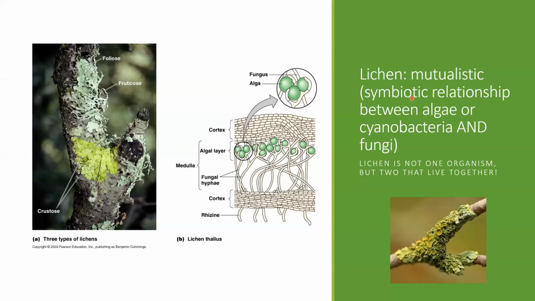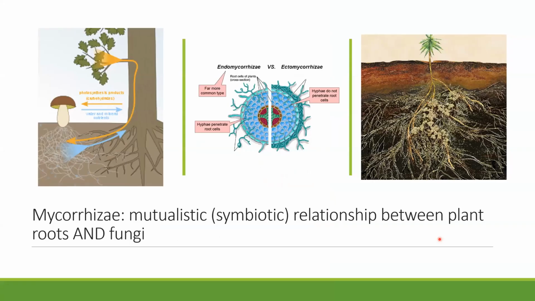So lichen is a mutualistic symbiotic relationship between algae or cyanobacteria and fungi. And you can see these algae are found in here, and the fungi is encompassing this algae to form lichen, which is shown here. So lichen is not one organism, but two that live together. And this is really important to give rise to life on land. And like I said, I'll post two videos that I would like you guys to watch regarding these mutualistic relationships.